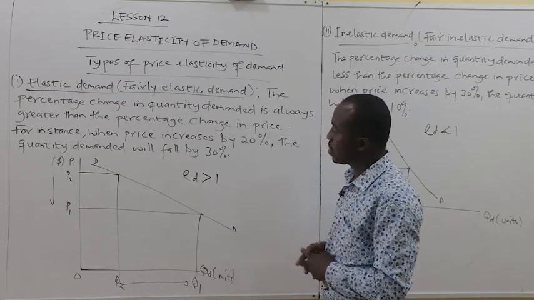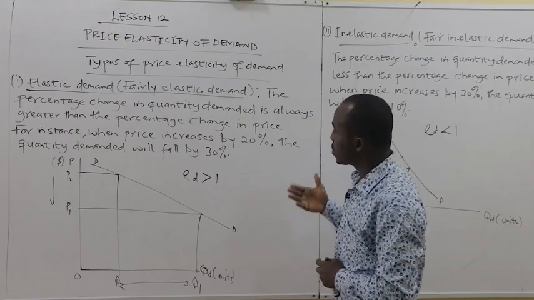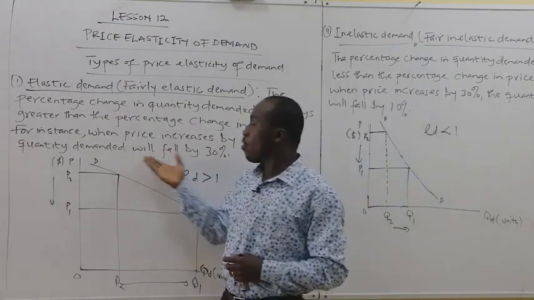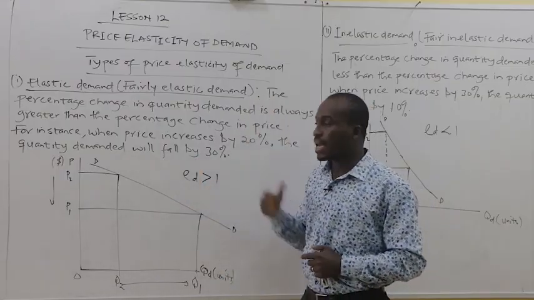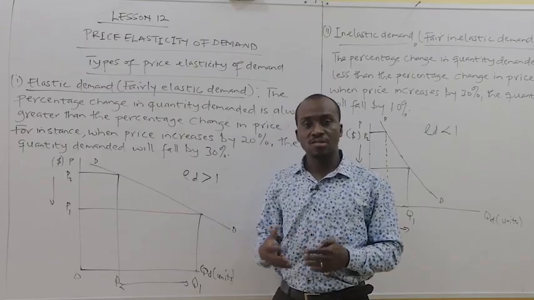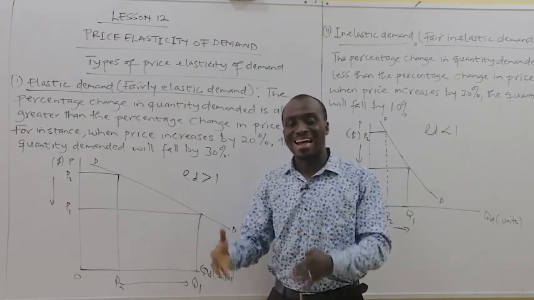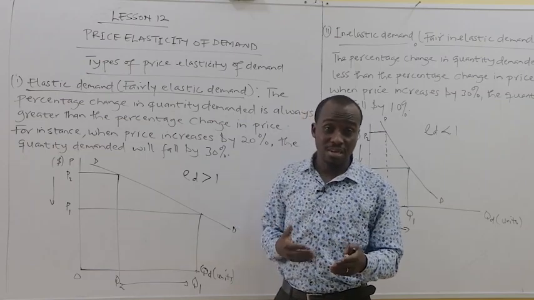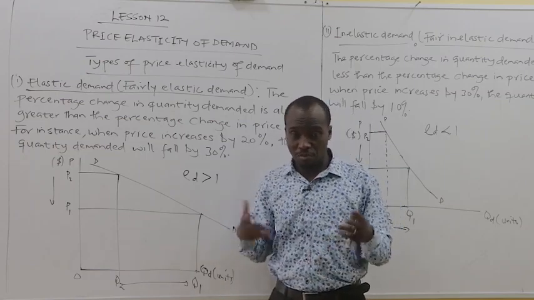For instance, when the price of the commodity increases by 20%, the quantity demanded will fall by 30%. In that case, what do you see? It means that whenever there's a change in price, the change in quantity demanded is higher than the change in price. If the commodity price falls by maybe 10%, demand will increase maybe by 40 or 50%.